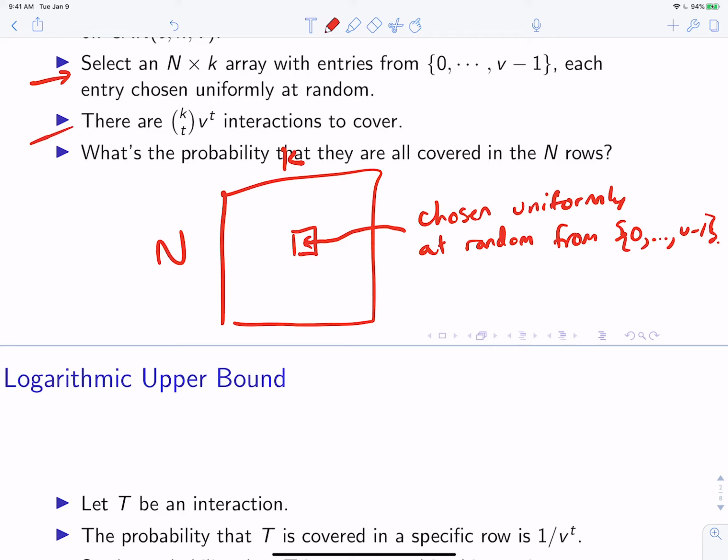Okay. So we have a certain number of interactions to cover. By cover, I mean appears in the array. So we need all interactions to appear in the array. Why is it k choose t times v to the t?